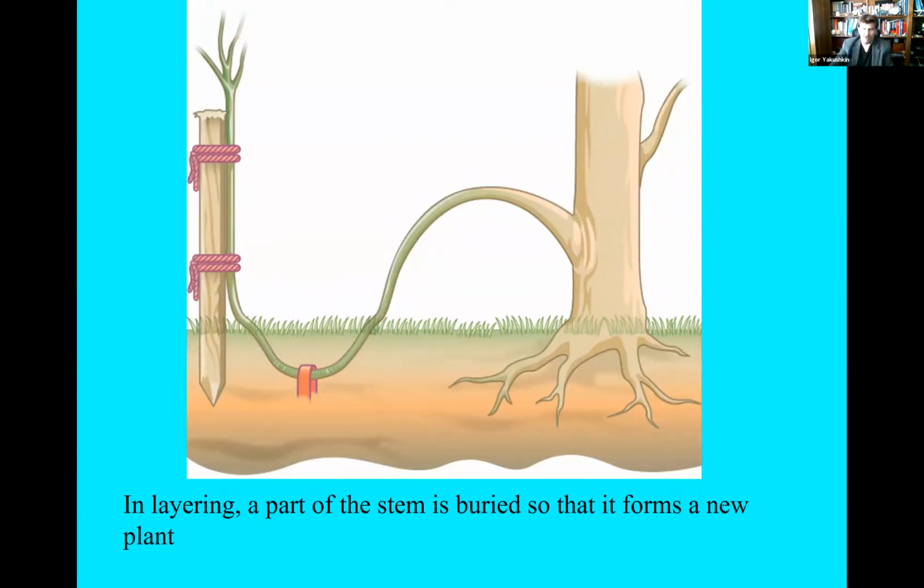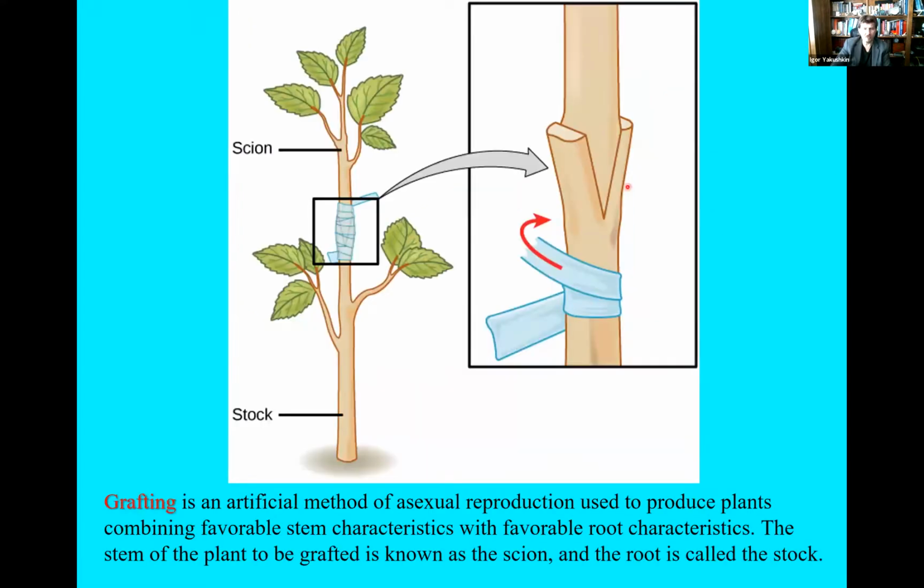In this particular case, a lower branch can be put down underground, and eventually it will create its own plant. Later on, it can be separated. There will be a root system for that, and you will end up with two trees which are genetically identical. Humans are also using a very interesting way known as grafting.